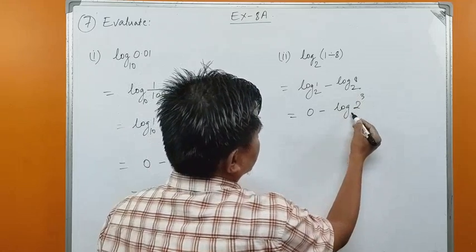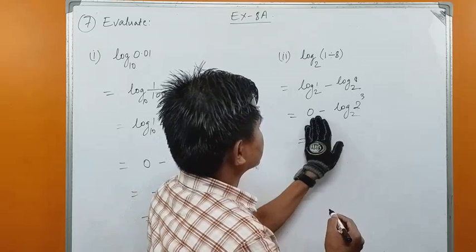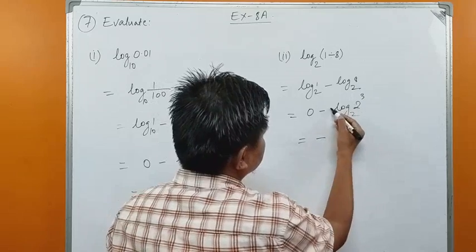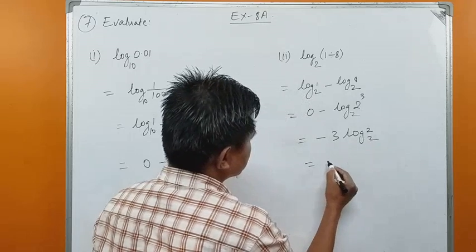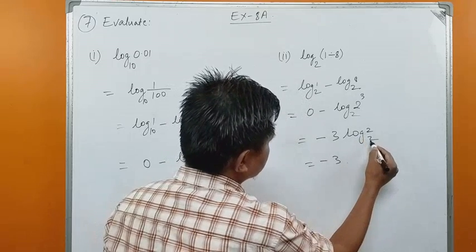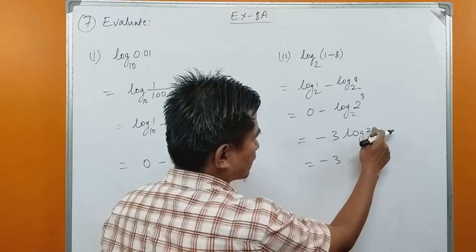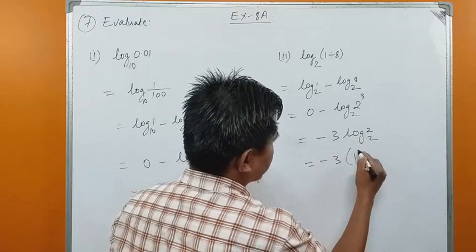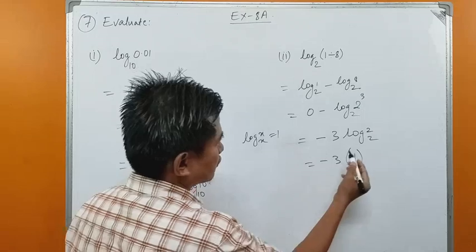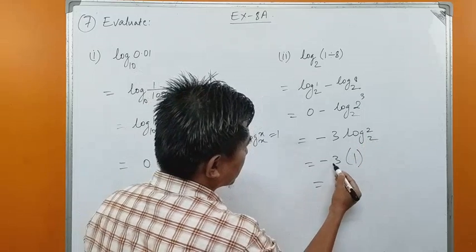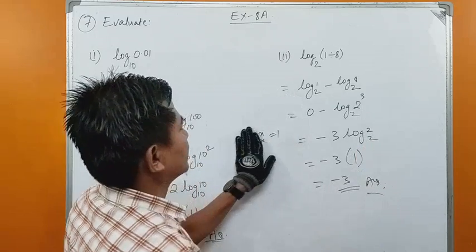Okay, now we have base 2. This equals 0 minus, minus this 3 comes in the front. Minus 3 log 2 to the base 2. Log of a number to the same base, isn't it? Log 2 to the base 2 means 1. Log x to the base x means 1, isn't it? So minus 3 into 1 is minus 3. So this is the answer for question number 2. I hope you got this.